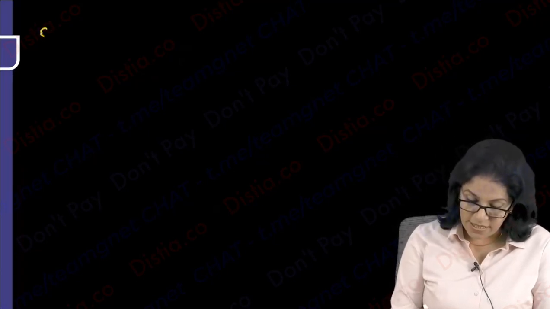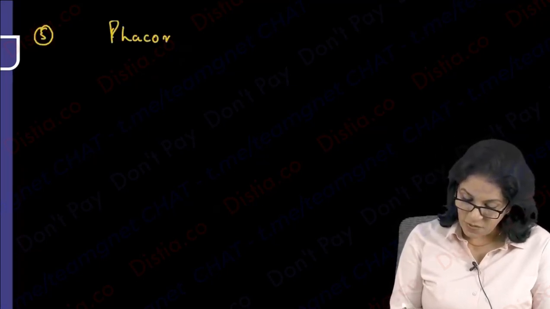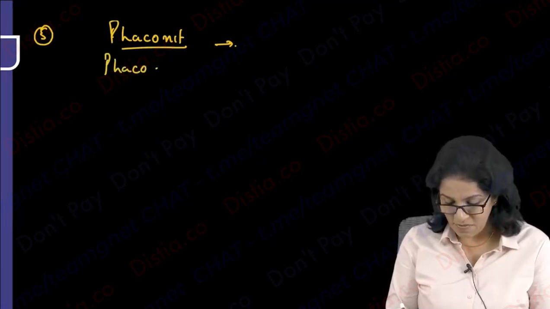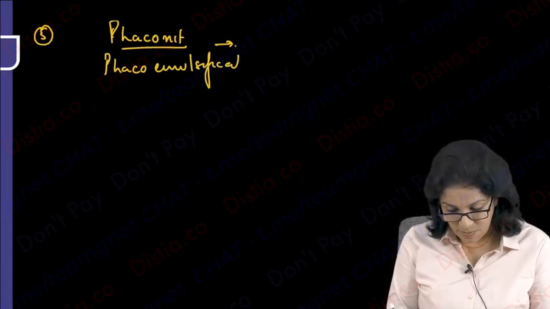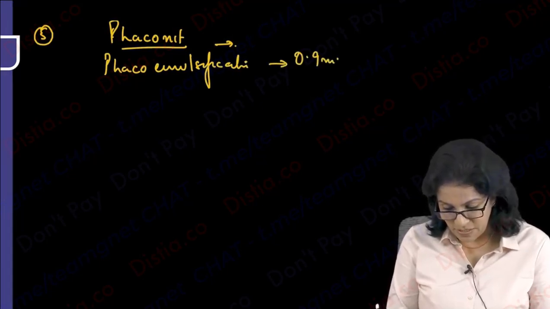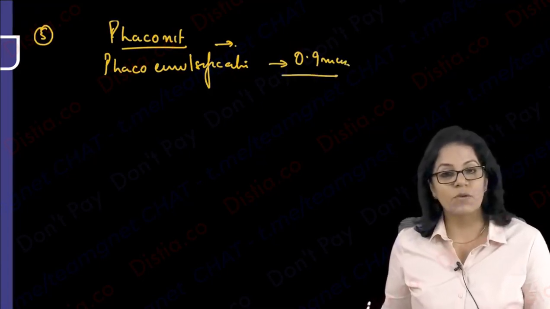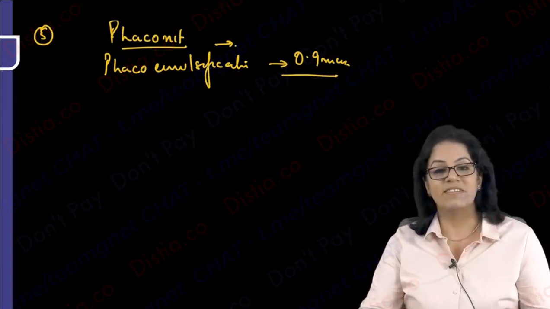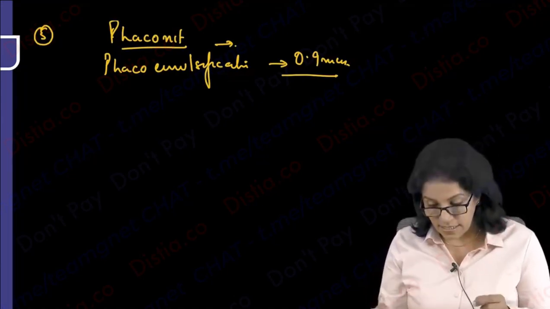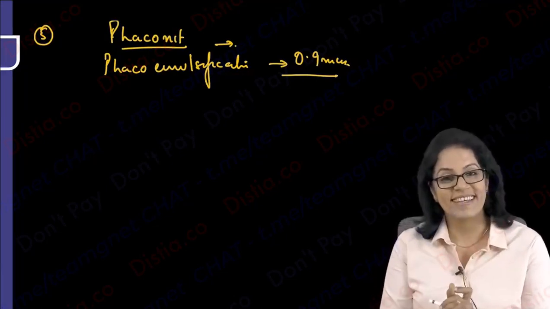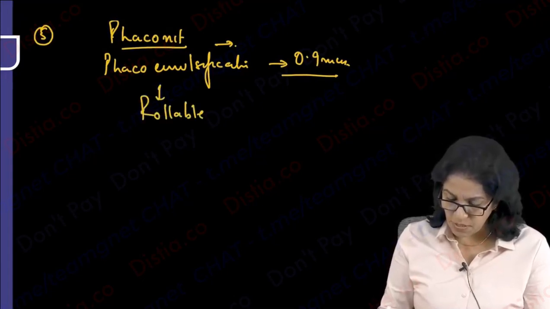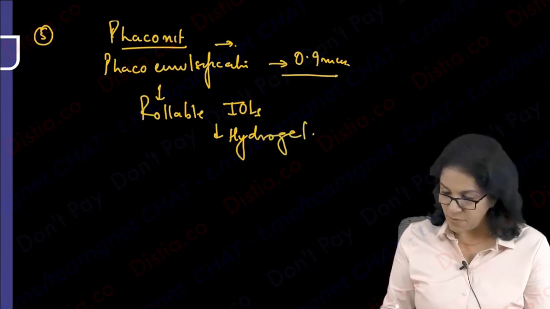And then what is your phaco-knit? Another interesting term is phaco-knit. Phaco-knit is again the same phacoemulsification surgery, this time being done by 0.9 millimeter incision length. As we watch the video, we'll see that the silicone sleeve over the probe is removed and then the surgery is done. That is why we are able to manage with such a ridiculously small incision length. After this, just for your knowledge, we put rollable IOLs. They're generally made up of hydrogel.